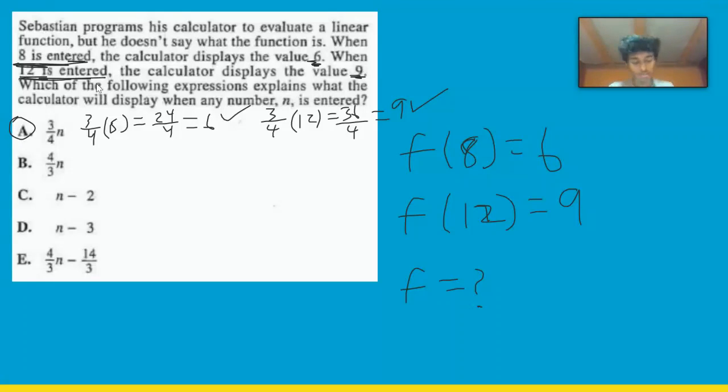So for these questions, we have inputs, we have outputs, and we need to find the function. So you just plug the inputs into the choices and see which ones will get you the correct output. That's what we did for this question, and we saw that choice A was the right answer.